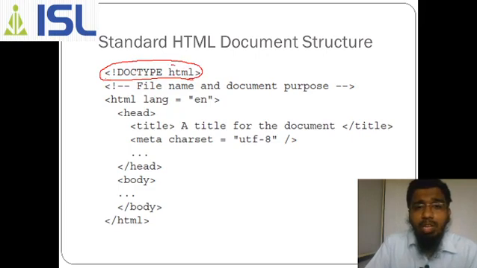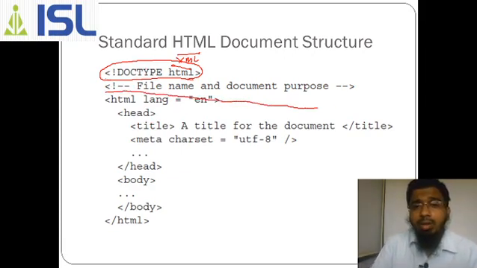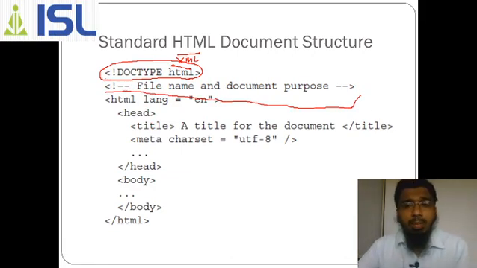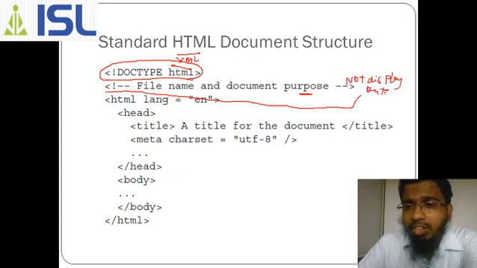If you have XML in place of this, then with the help of this declaration you can easily identify what kind of document it is. So you need to write this. The next is the comment. It will not execute. It holds the file name and document purpose. So this part will not execute and will not be displayed on the page.